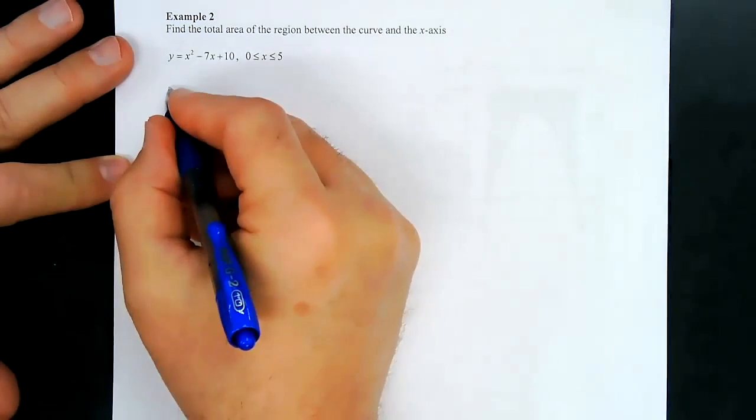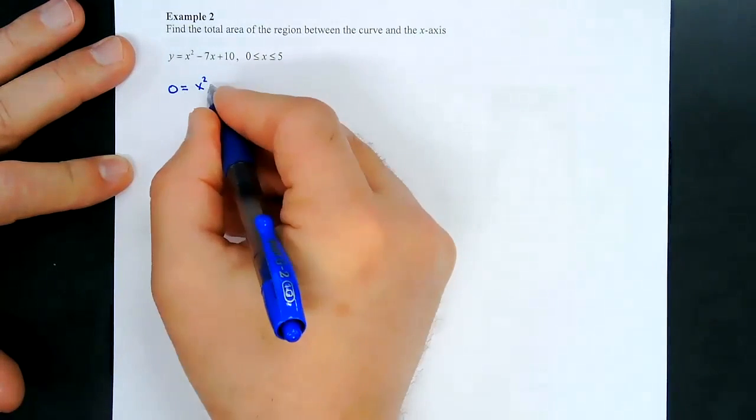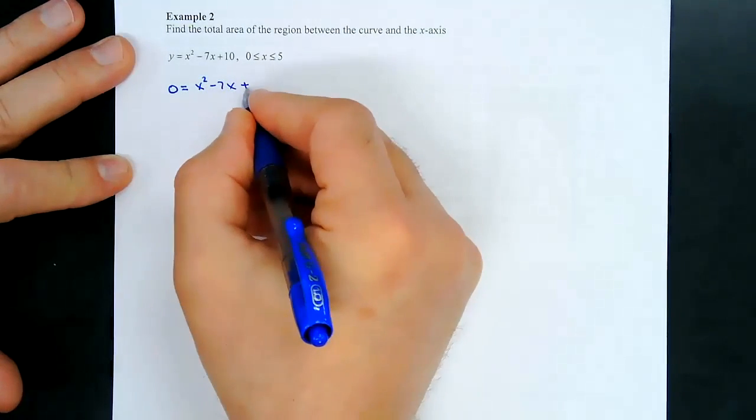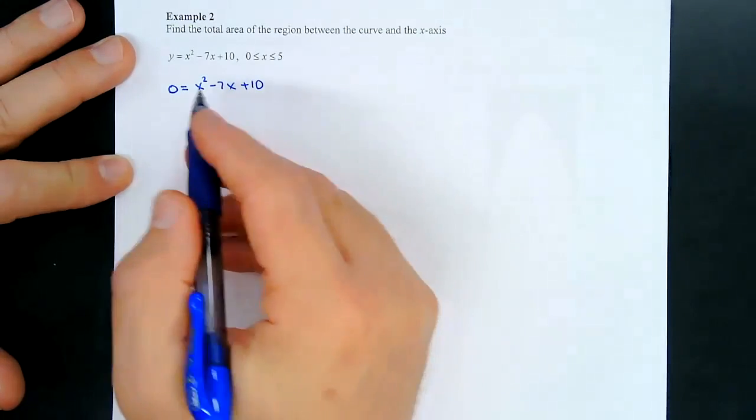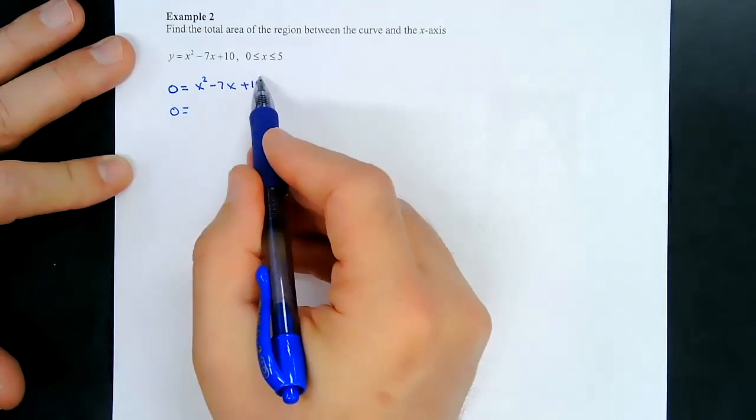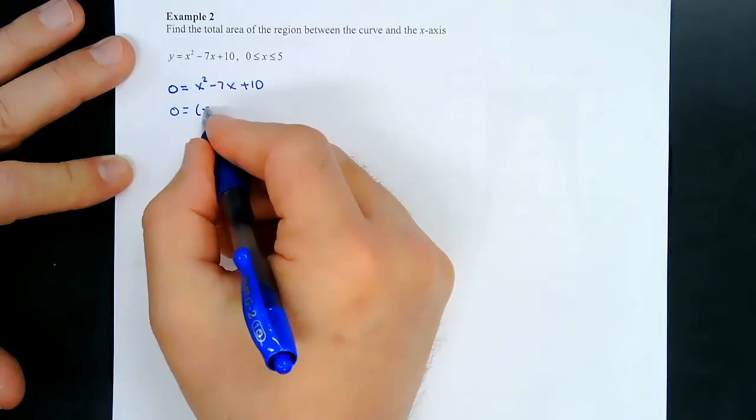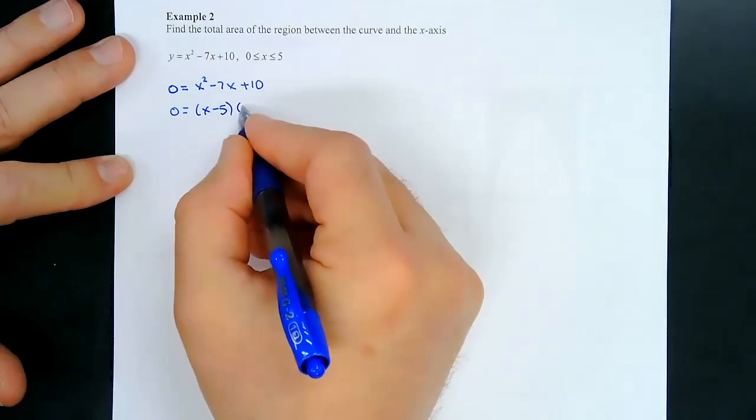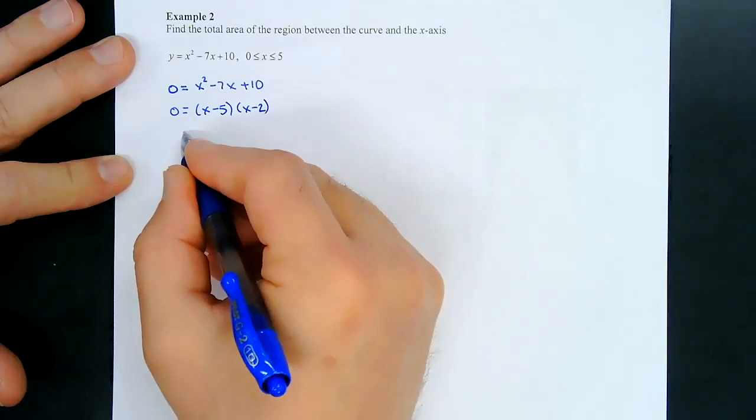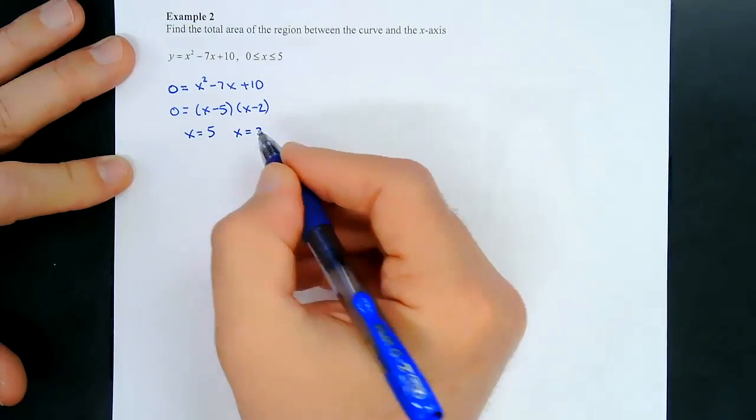So to find the x-intercepts, I'm going to set y equal to 0. So 0 is equal to x squared minus 7x plus 10. This factors nicely. So this becomes two numbers that multiply to give you positive 10 and add to give you negative 7. And that would be x minus 5 and x minus 2. So that means x is equal to 5 and x is equal to 2.